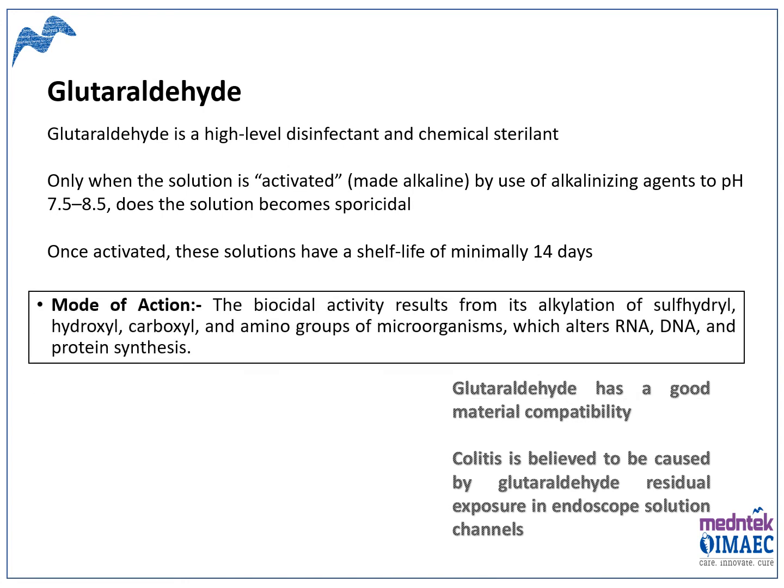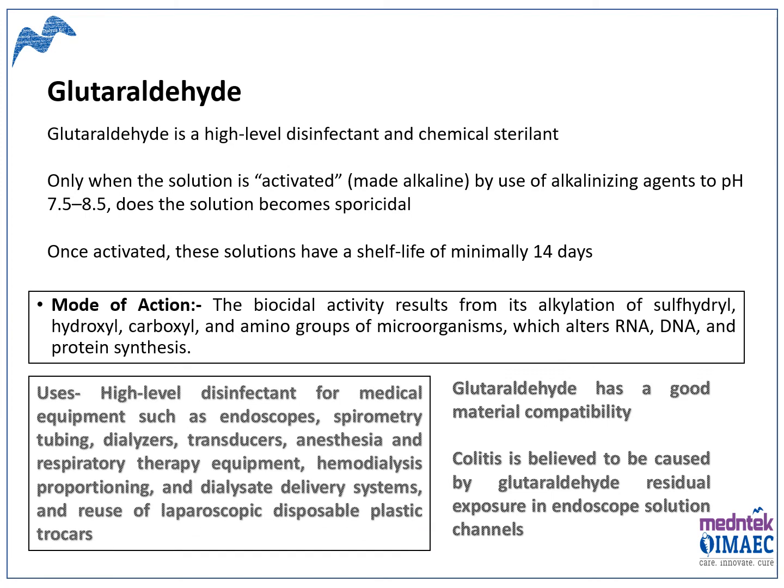So, the mode of action: this is how glutaraldehyde acts. The biocidal activity results from its alkylation of hydroxyl, carboxyl and amino groups of the microorganism, which can alter RNA, DNA and protein synthesis. An alteration of DNA bases is known as mutation, so apoptosis will happen, because the alteration leads to unrecognized reading for this microorganism, and it disrupts protein synthesis, which leads to the microbial cell dying.